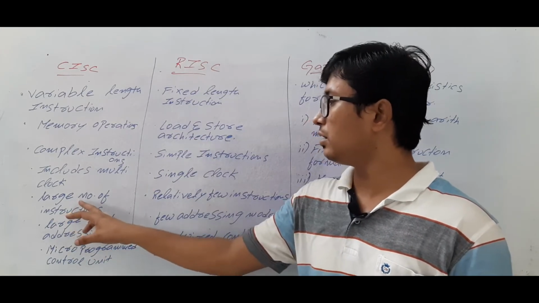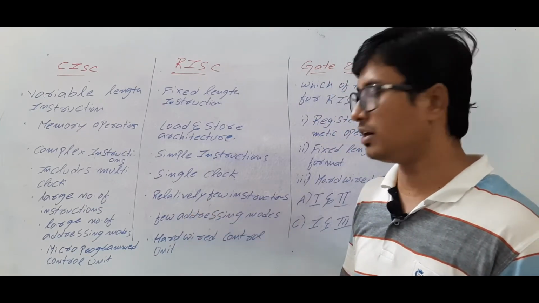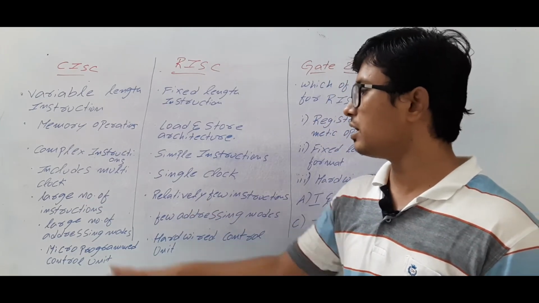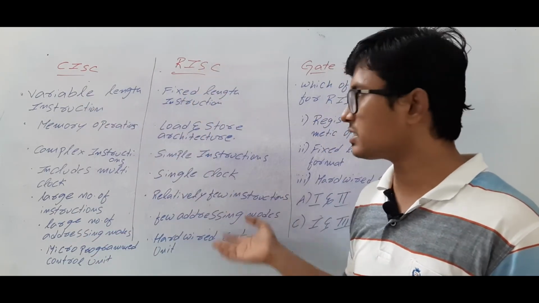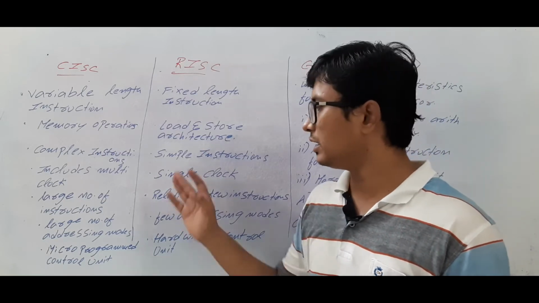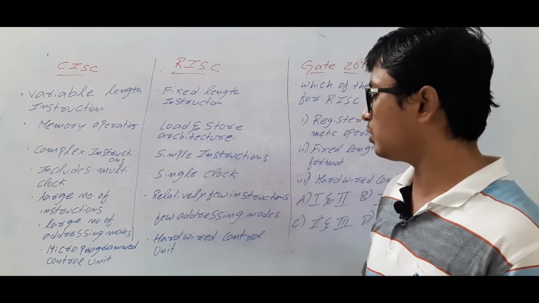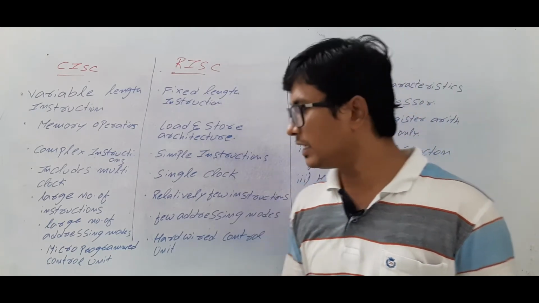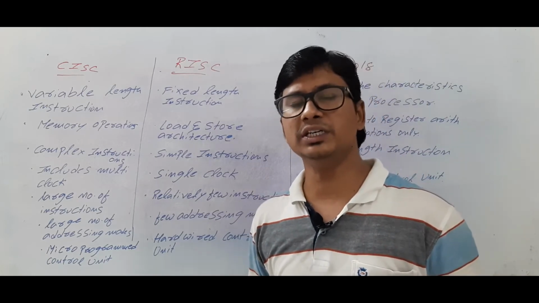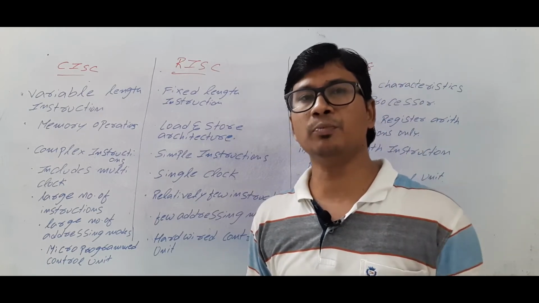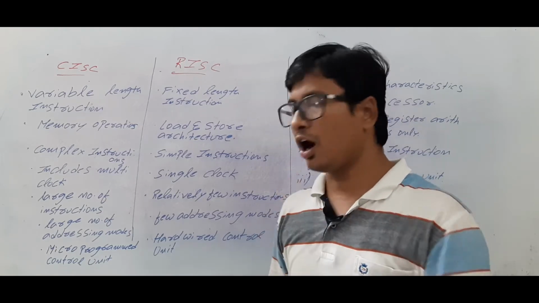CISC consists of a large number of instructions, and RISC consists of relatively few instructions. CISC has more addressing modes. However, with fewer addressing modes, we can perform the instructions in RISC. CISC uses the microprogrammed control unit. RISC uses the hardware control unit. This talks about what control unit you are using. The control unit can be designed using a microprogrammed control unit, or you can design it using a hardware control unit.